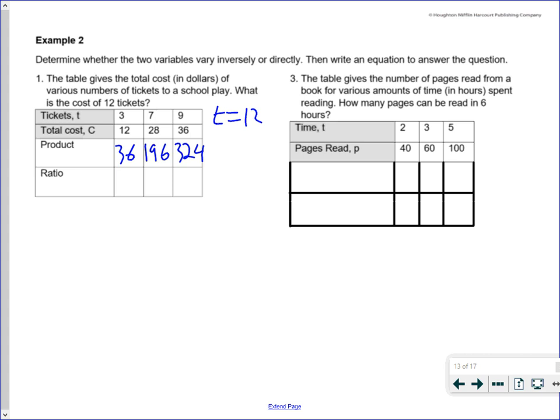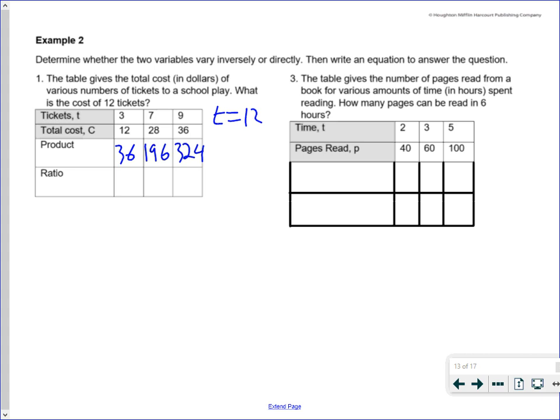Because for an inverse variation, the product between the pairs of variables have to be the same. Okay, so 3 times 12 has to be the same as the next point, 7 and 28, sorry. And they're not, so that tells me it's not an inverse variation. Let's go ahead and actually check out the ratio.